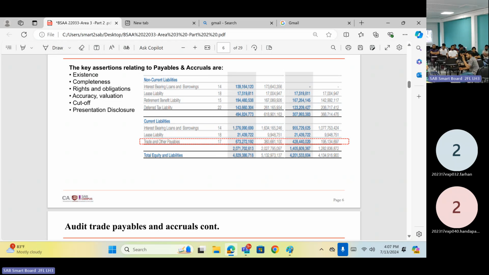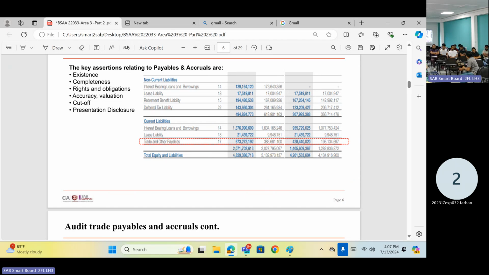But under SLFRS 16, there was a requirement to recognize the right of use asset. The right of use concept came in because of SLFRS 16. The right of use asset.